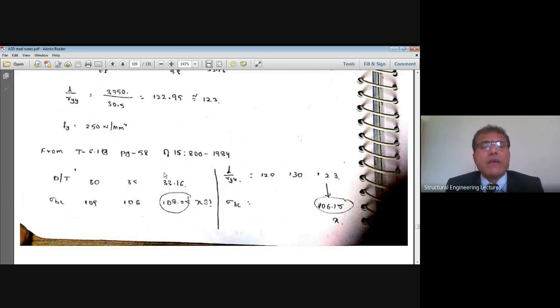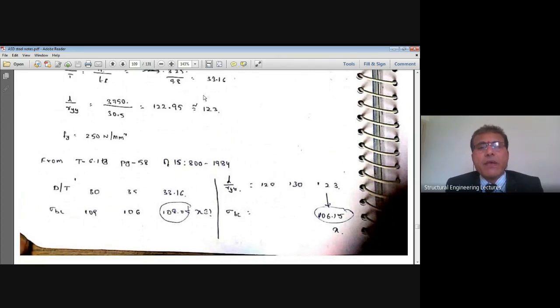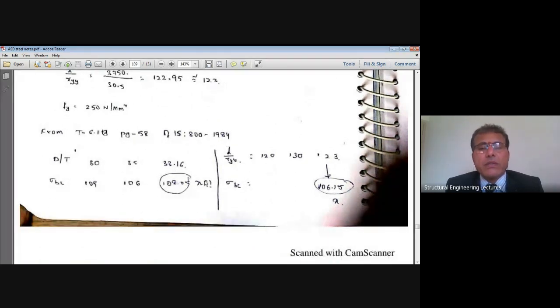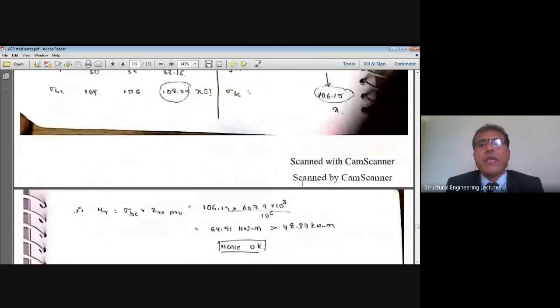Likewise, even for the slenderness ratio of 120, and since I have a slenderness ratio of 123, the sigma BC value is available. Similarly, for 130, the sigma BC value is available. Then for the slenderness ratio of 123, what is that sigma BC? Therefore, first I'll do interpolation. Then using that, for D by T of 33.16, I'll do the interpolation. Then I'll get the final permissible bending compressive or tensile stress as 106.15 MPa.